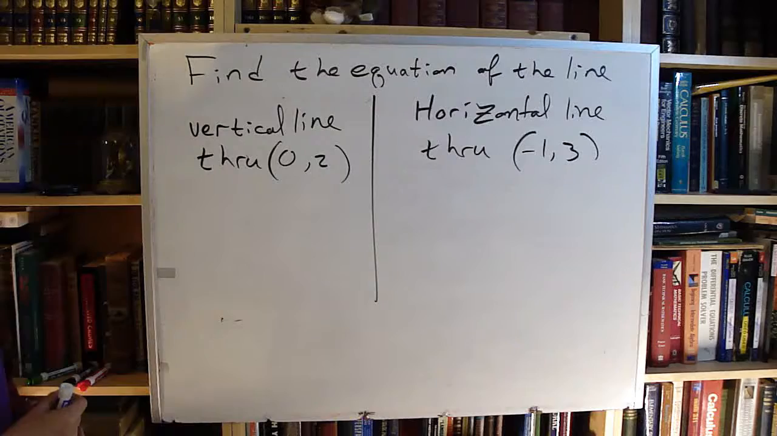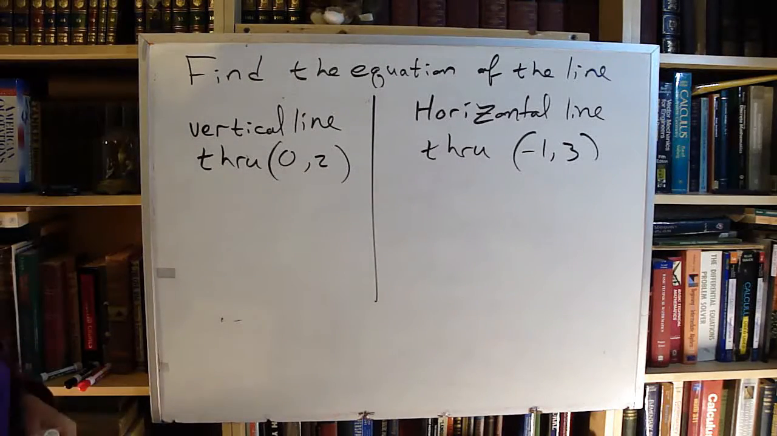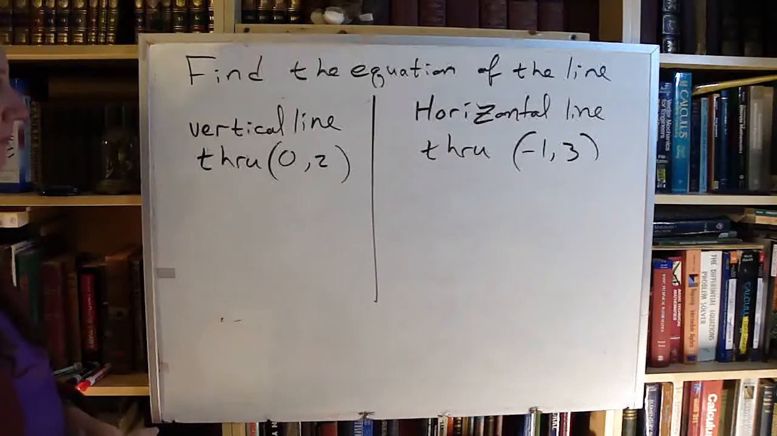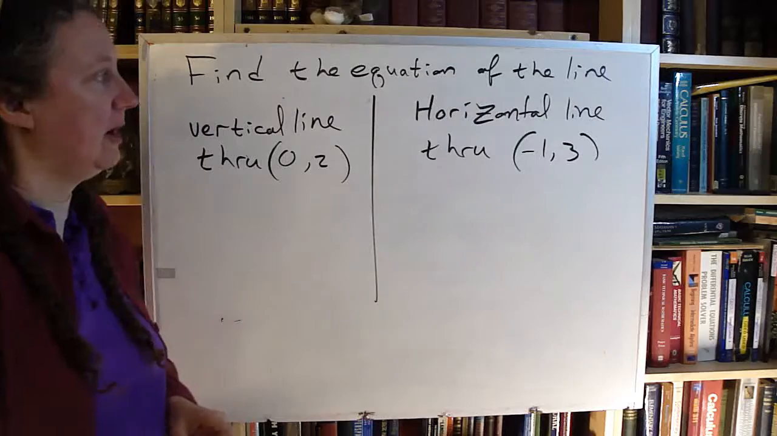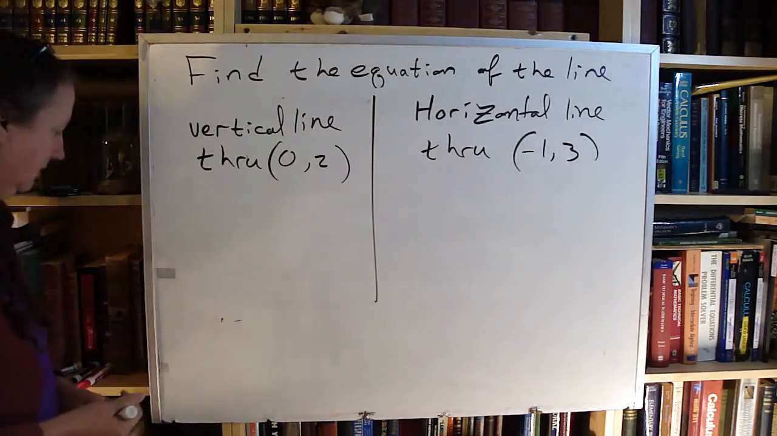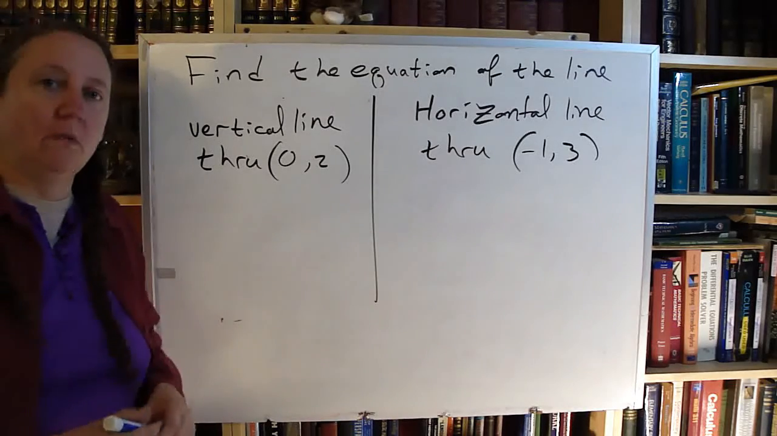Find the equation of the line where it's a vertical line and it goes through the point (0, 2). Also, the horizontal line that goes through the point (-1, 3). So first you have to remember, what does vertical mean?